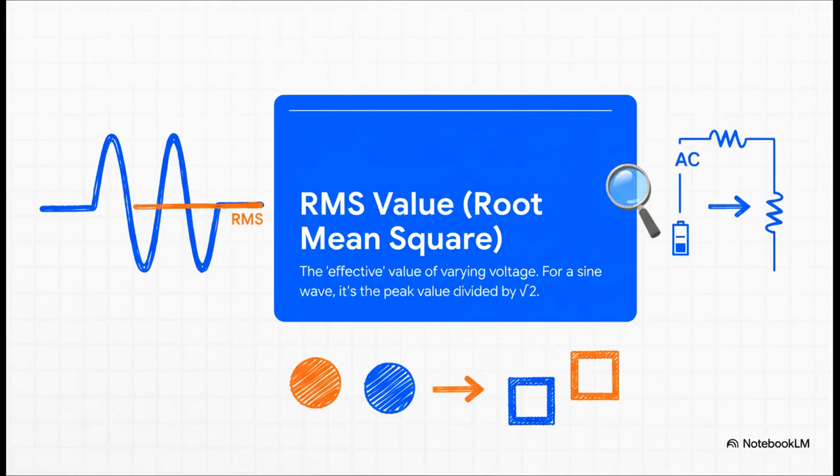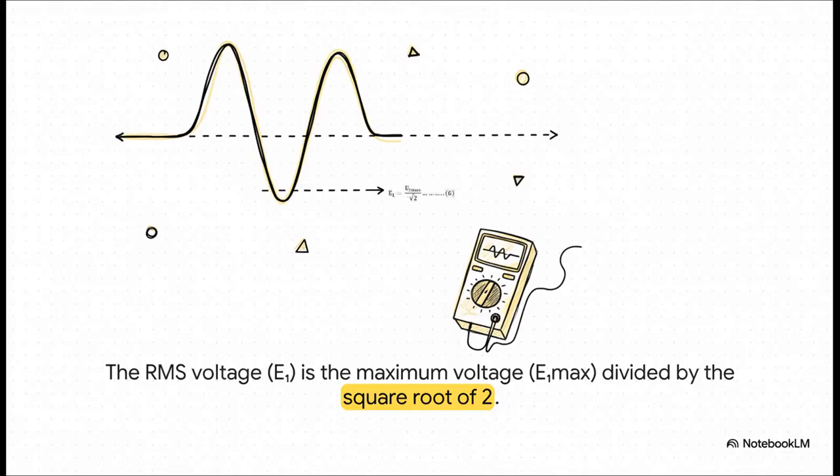To make our equation useful, we can't really work with the peak voltage because it's always changing. So instead, engineers use what's called an effective value. It's called RMS, which stands for root mean square. Just think of it as the steady DC voltage that would give you the same amount of power. It's just a really handy way to find a useful average. And for a sine wave, the conversion is just wonderfully simple.